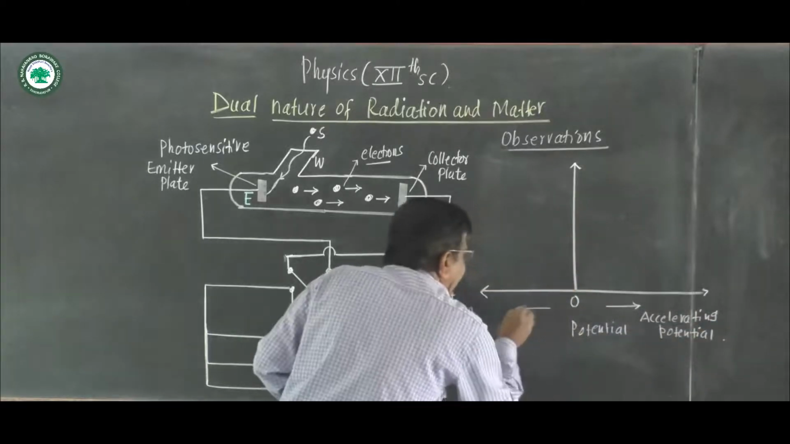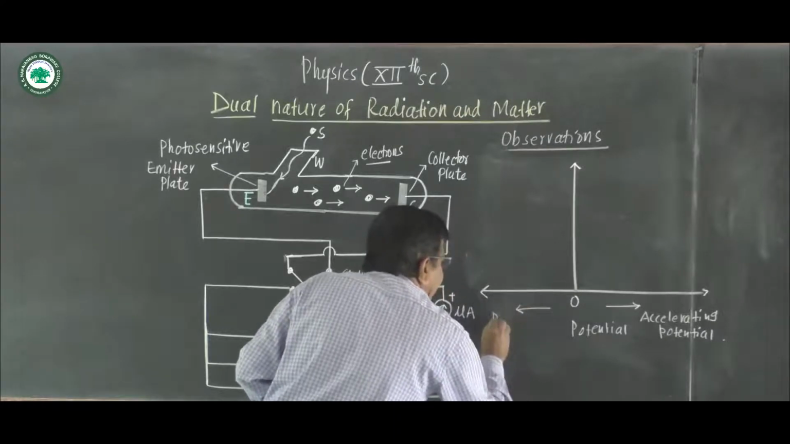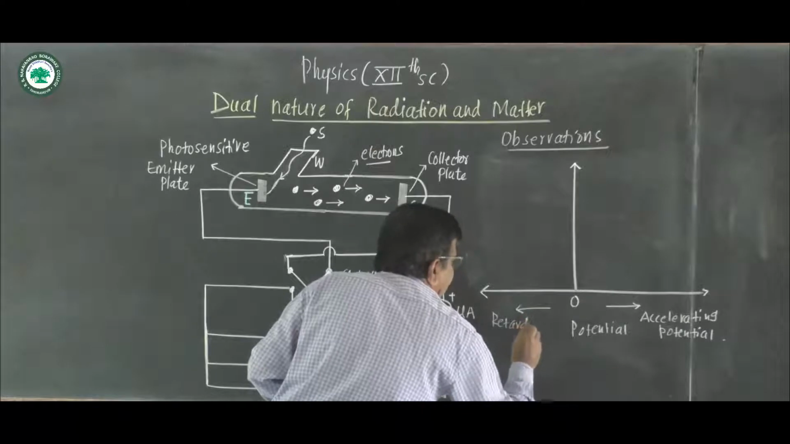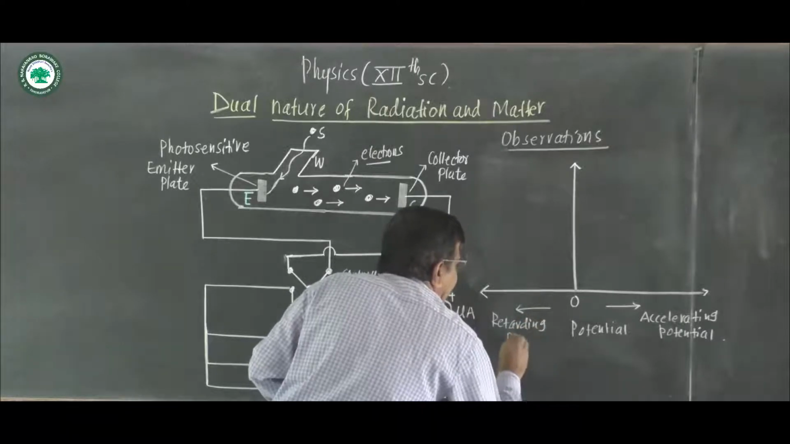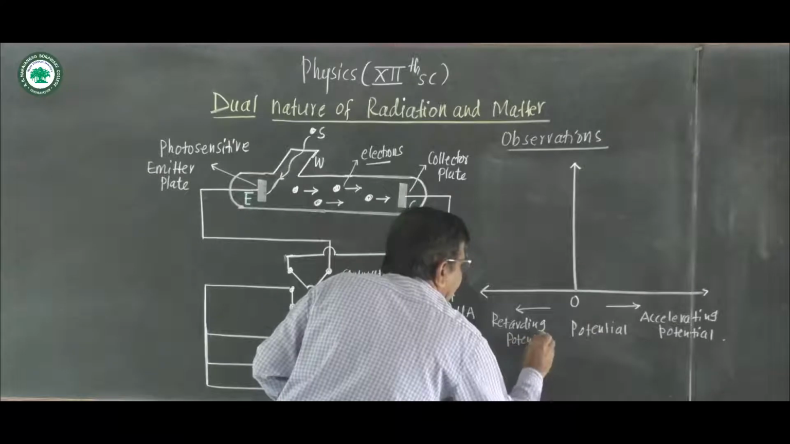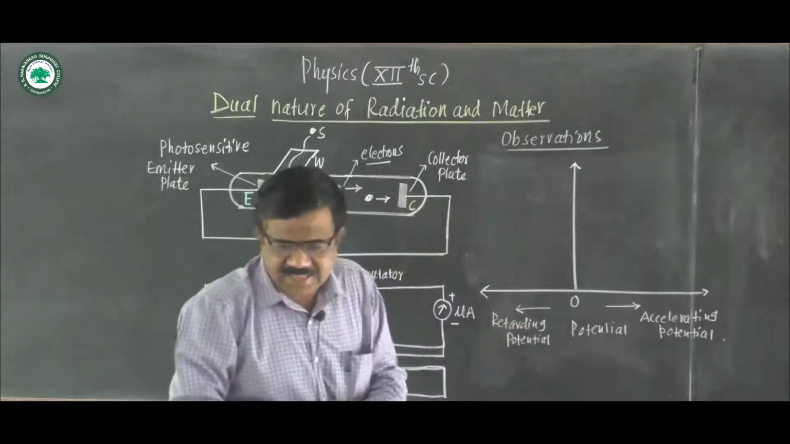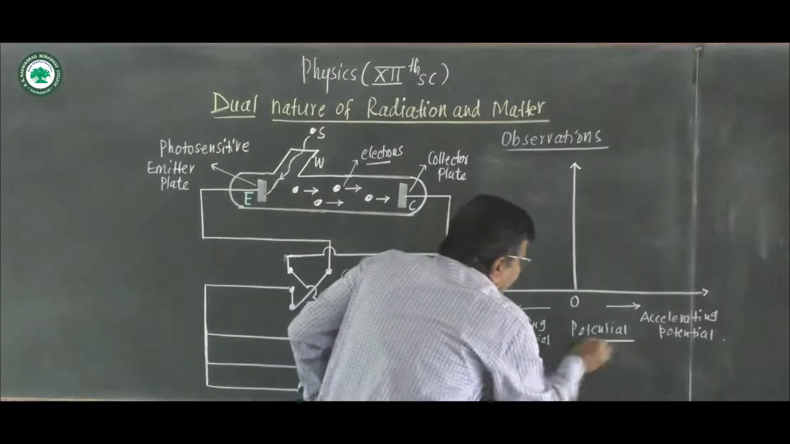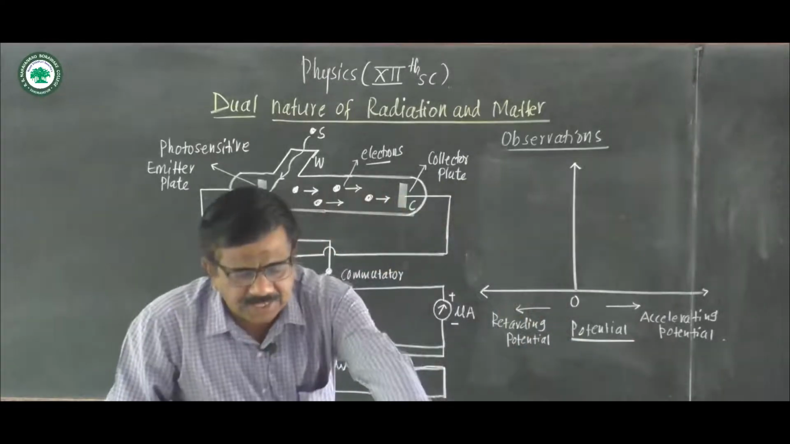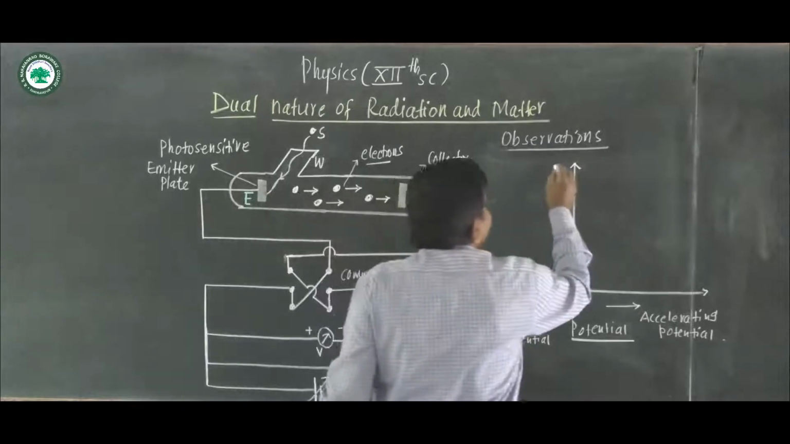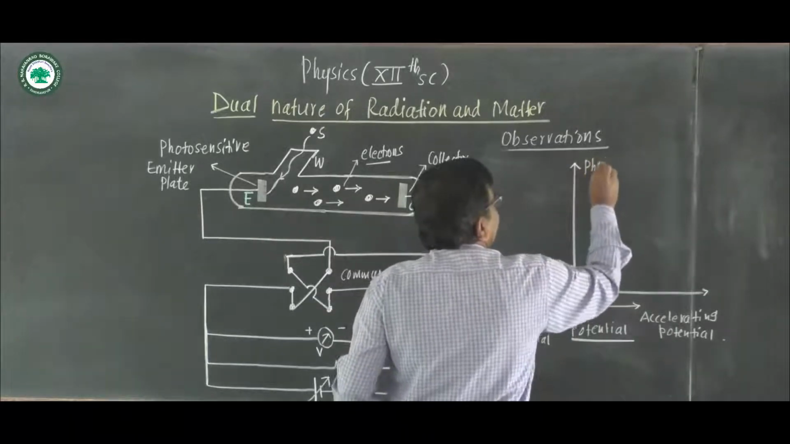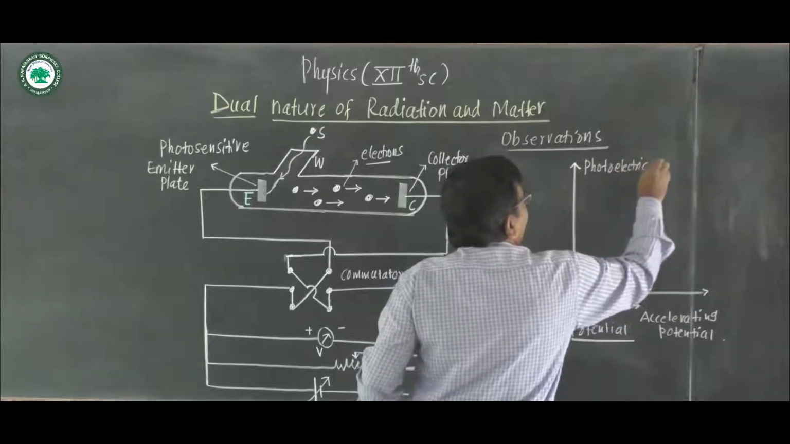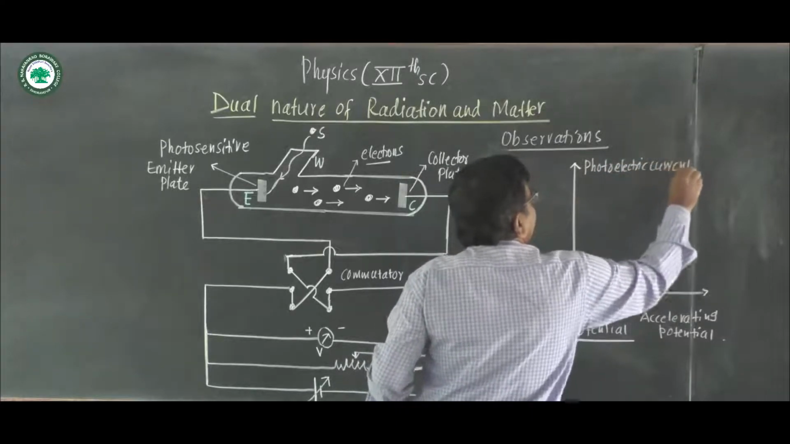here there is a retarding potential, that is the negative potential, towards the left, and we call this the collector plate potential. This potential is the collector plate potential, and the photocurrent is along this axis. This is photocurrent, or photoelectric current.